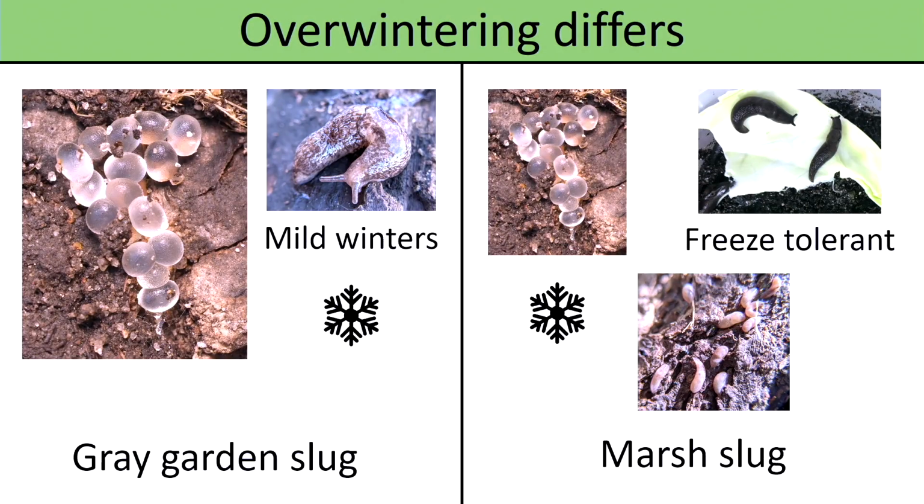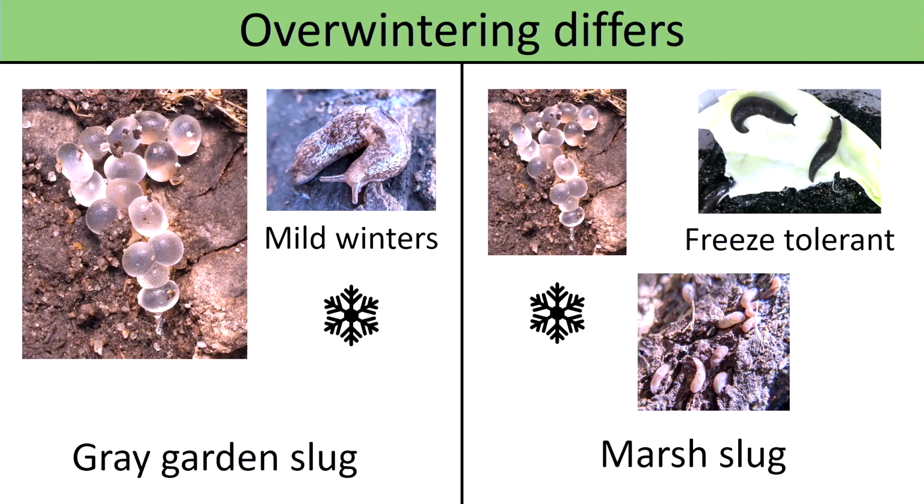The reason that we care a little bit about the different species of slug is they differ in how they overwinter. The gray garden slug largely overwinters as eggs. When the eggs hatch in the spring, we see a big influx of small slugs that are really hungry. When gray garden slug eggs hatch during a seedling stage, you really see a lot of damage.